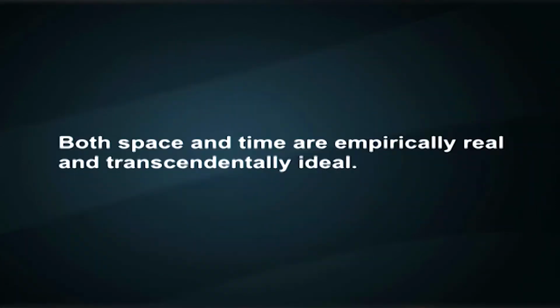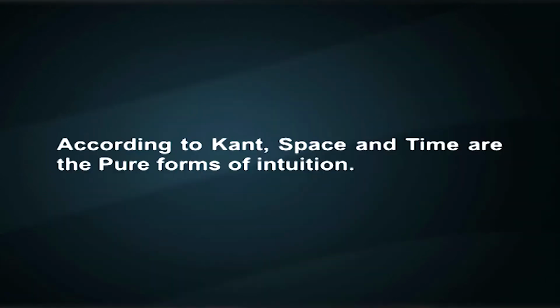However, both space and time are empirically real and transcendentally ideal. What Kant means by this statement is that they are real, that is objectively valid with regard to all possible external experience, but at the same time they are non-existent except as the conditions of experience. They are not something that applies to things in themselves without reference to the constitution of our sensibility. Kant calls space and time the pure forms of intuition. What he means is that intuitions or external sensations without mixture of a priori content are received by the mind only through the forms of space and time.